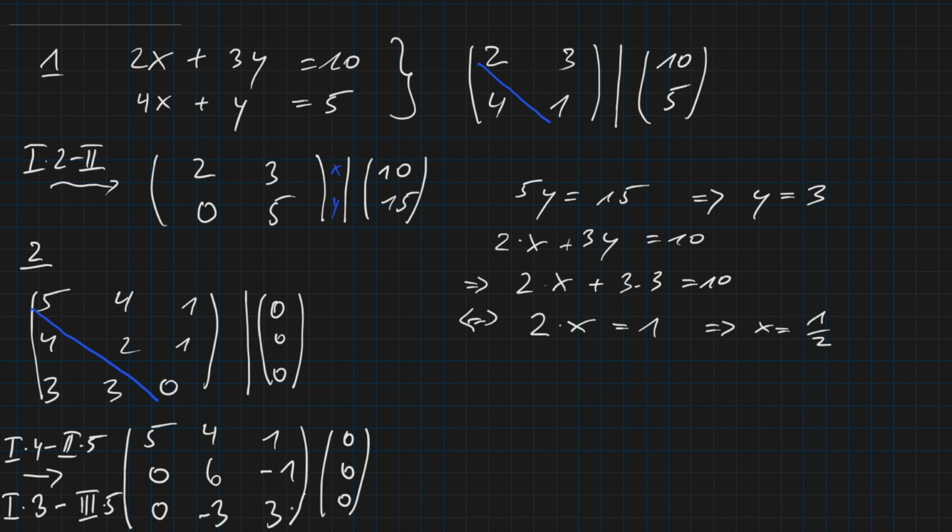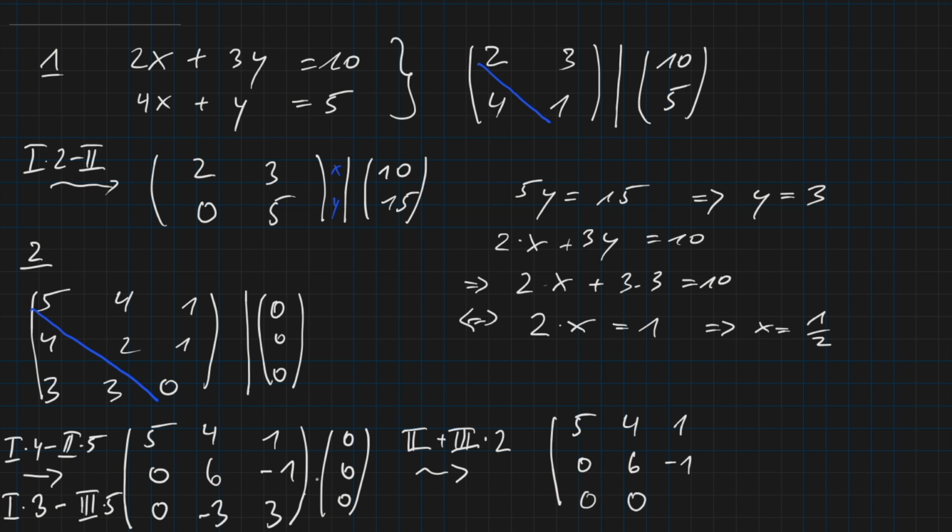And now, because we would like to get rid of this minus 3 as well, yeah, remember the triangular form? We take the second row, or second equation, and add the third one times 2. And then we get 5, 4, 1, 0, 6, minus 1. And then we have a 0 here, as before, and then a 0 here.